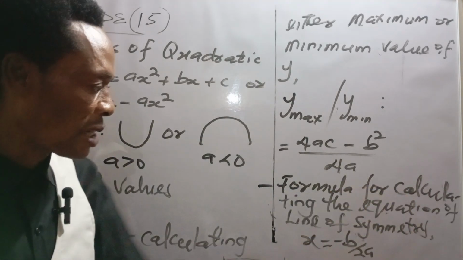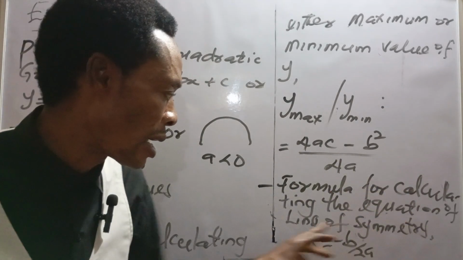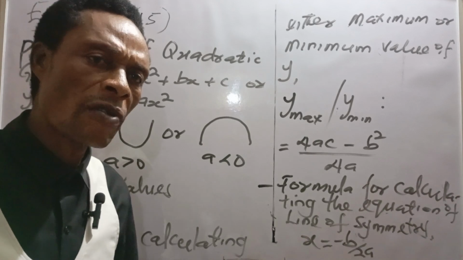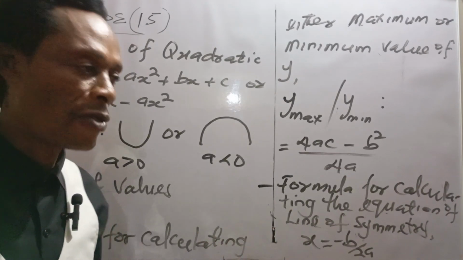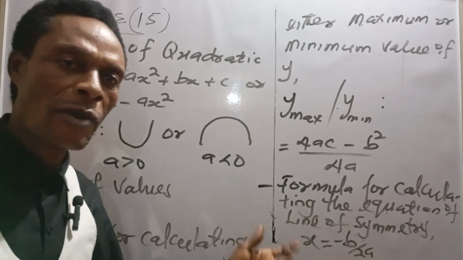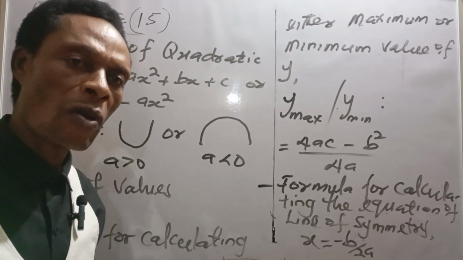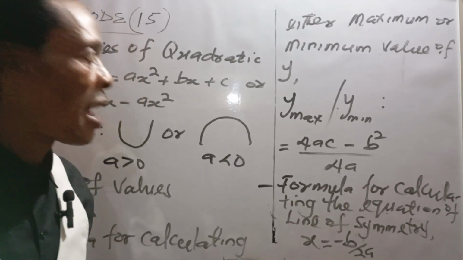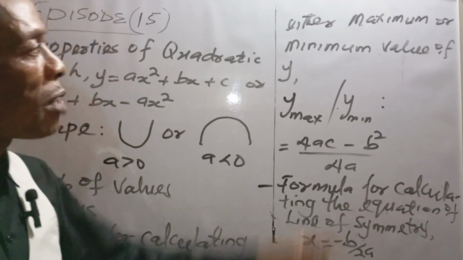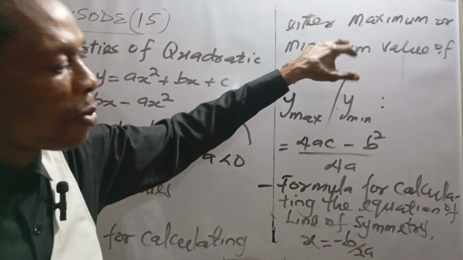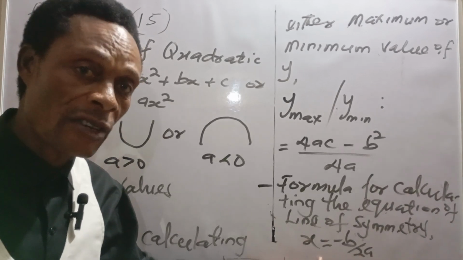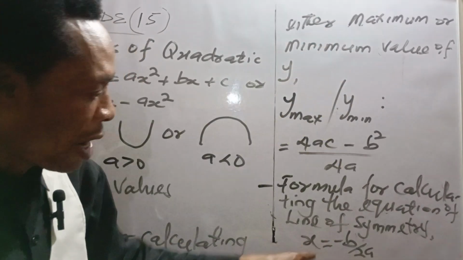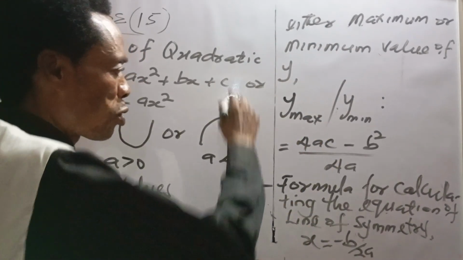Now, the next one is the formula for calculating the equation of a line of symmetry. Equation of line of symmetry is when you are expected to calculate the value of x. So at times they will ask you to calculate the corresponding value of x. And at any point in time when you are calculating either maximum or minimum value, you must also find your equation of line of symmetry, because this will help you to be precise.